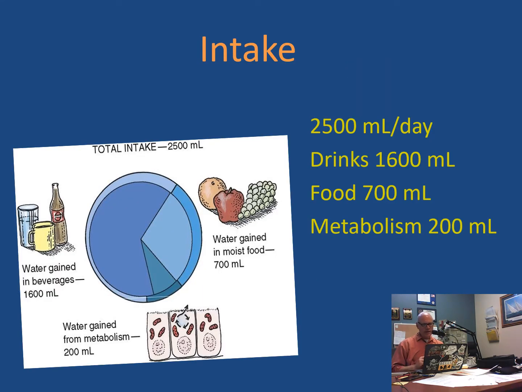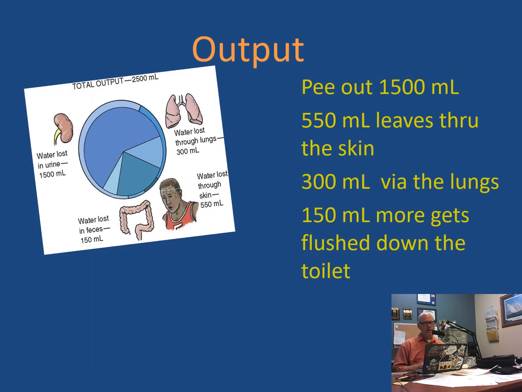To get this water in, we drink about 1,600 milliliters a day. We also take water in through food, and then we create our own water. We'll talk about that more in acid base, but we create about 200 milliliters a day just doing regular old metabolic processes. And for our output, we pee out about 1,500 milliliters a day.